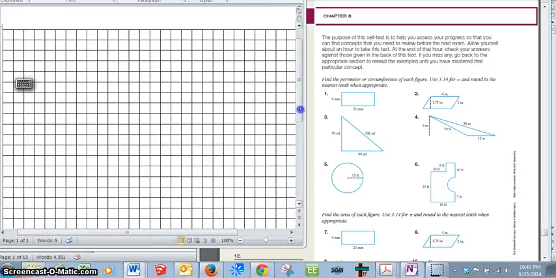You are expected to draw a diagram for each exercise. So this video is for formatting tips. We're just going to do number 1 together. The directions say to find the perimeter or circumference of each figure. Use 3.14 for calculations that include pi, and round to the nearest tenth when appropriate.